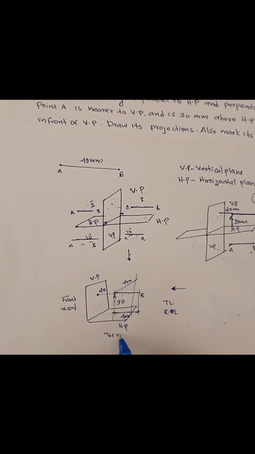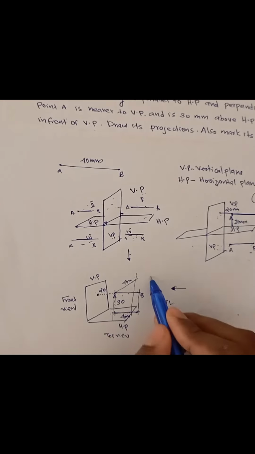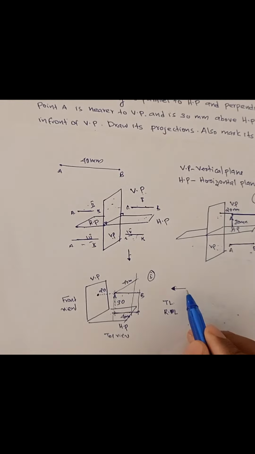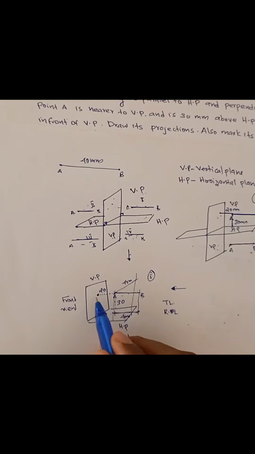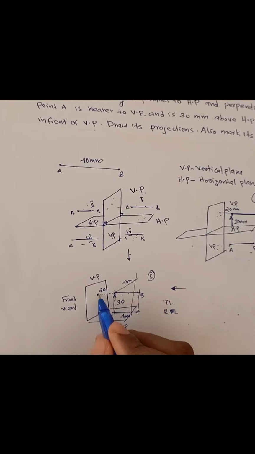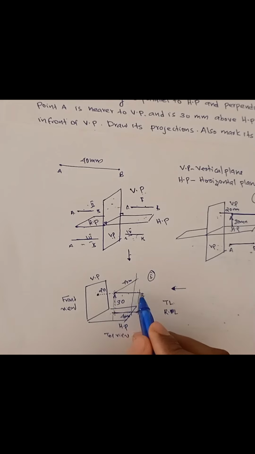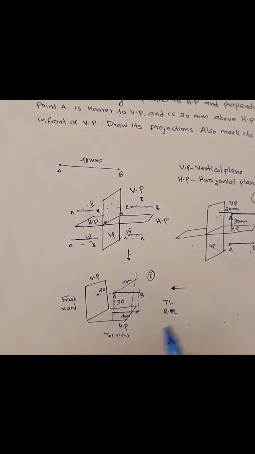The top view will be in the horizontal plane, because it's in the first quadrant. And the front view will be in the vertical plane. You are getting the front view as a point because the line is perpendicular to VP. If you look from this side, you only see a point, that is the point B. So you will only see the point B, that is B dash, in the front view.